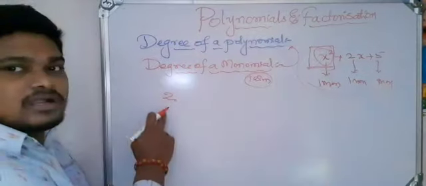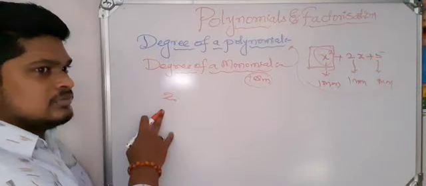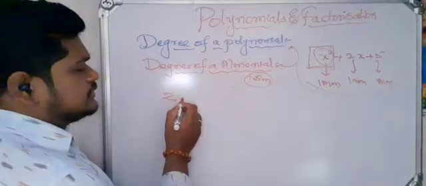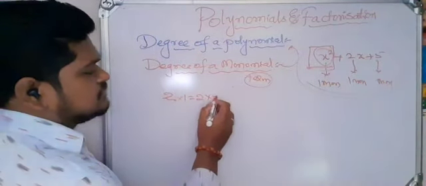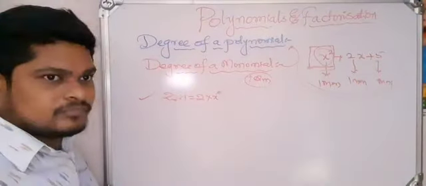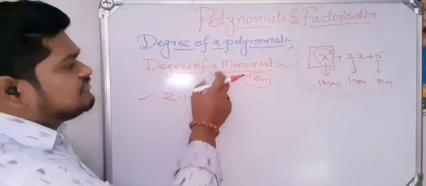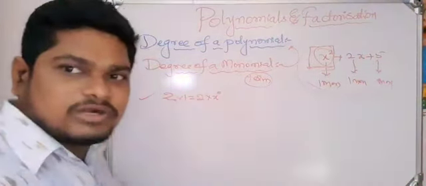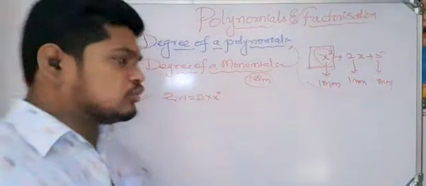Is 2 a monomial or not? Yes, because it contains one term. Here we have to take 2 into 1. Already told, this is 2 into x power 0. So the power of the variable is 0, so it is a monomial. Then what is the degree of this monomial?